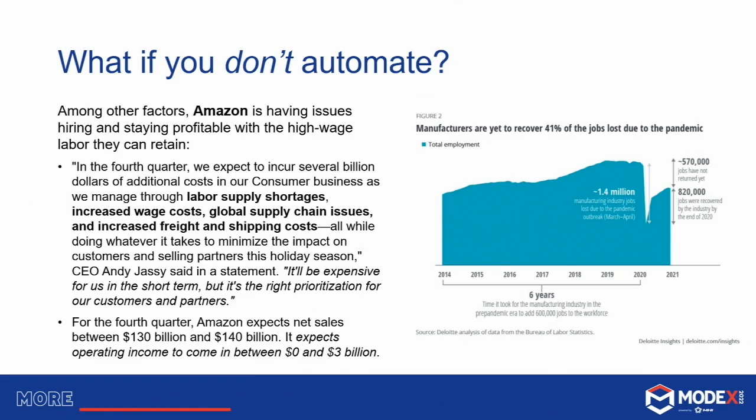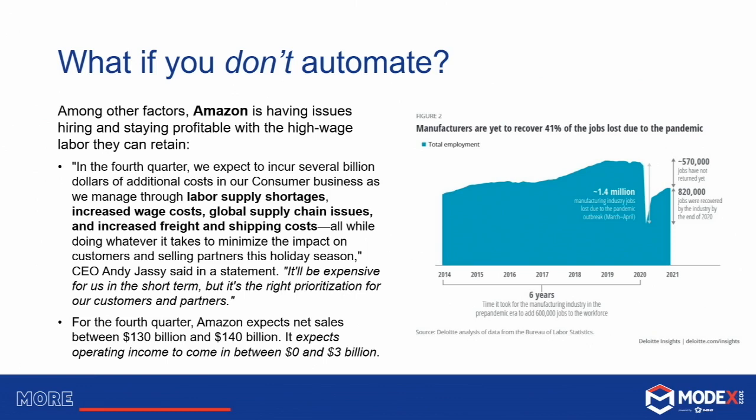So it says Q4, Amazon expects net sales between 130 and 140 billion and operating income between 0 and 3 billion. This isn't a way to call out Amazon negatively, it's just a call out for the leader in the market. And actually their Q4 revenue was $137 billion, and their operating income decreased to $3.5 billion in the fourth quarter when you compare that to $6.9 billion in the fourth quarter of 2020.